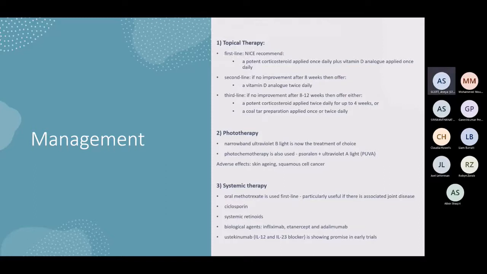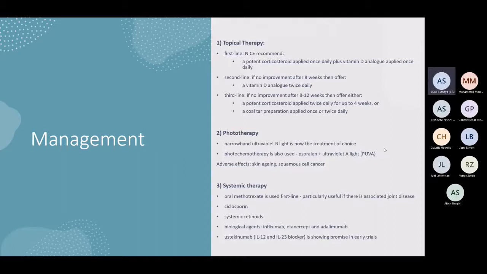Then second line of management, you can use phototherapy. UVB is now the treatment of choice, but you might have also heard of PUVA, which is psoralen and UVA. What the UV does is it slows down DNA replication, so it stops that proliferation of keratinocytes. But the adverse effects are that it causes skin aging, and it can also put you at increased risk of cancers.